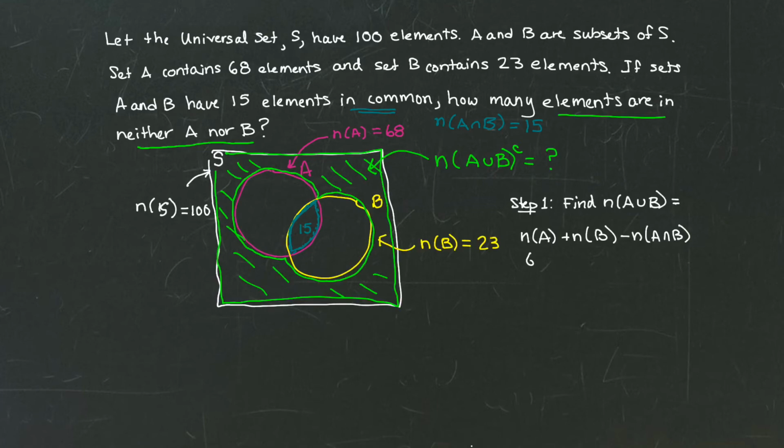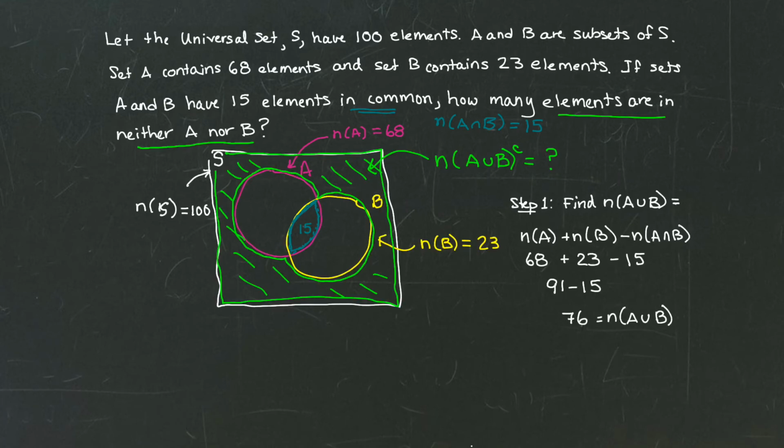We know there are 68 elements in A, there are 23 elements in B, and there are 15 elements in common. And so that tells me that the number of elements in the union is simply 91 minus 15, or if we like, that's equal to 76. So there are 76 elements in the union of A and B.